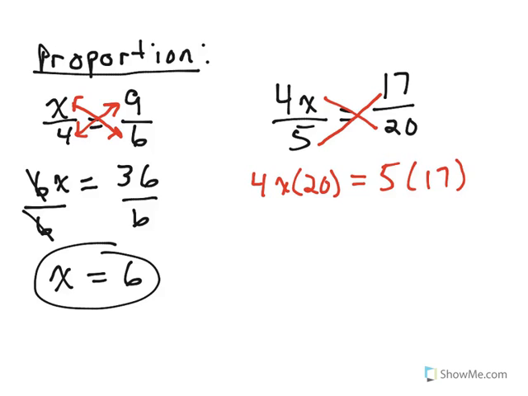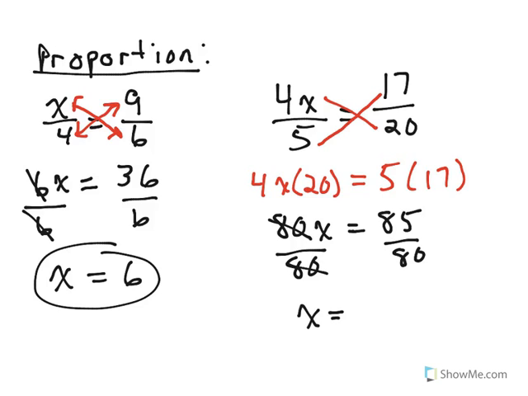4x times 20 is 80x, and 5 times 17 is 85. Now to get x alone, we divide both sides of the equal sign by 80. And that gives us x equals 17/16 after I reduce this fraction.